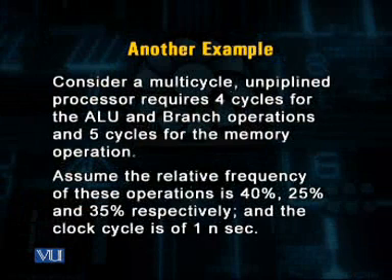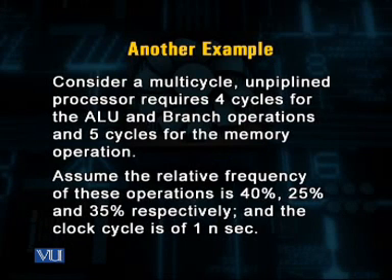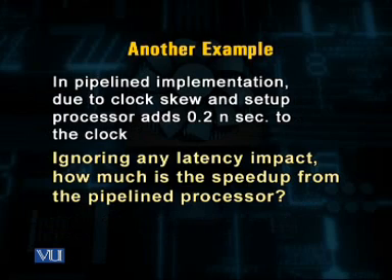Now let us consider a slightly complicated example. In this example, we consider a multi-cycle unpipelined processor that requires 4 cycles for the ALU and branch operations and 5 cycles for the memory operations. If we assume that the relative frequency of these operations is 40%, 25%, and 35% respectively, and the clock cycle is 1 nanosecond, we also assume that in pipeline implementation, due to clock skew and setup, the processor adds 0.2 nanoseconds to the clock.